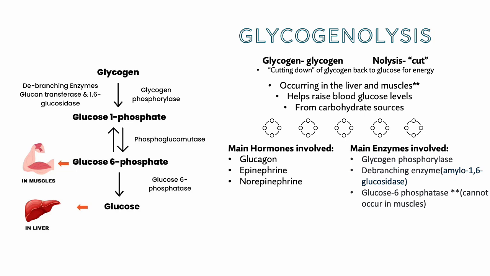Phosphoglucomutase converts glucose 1-phosphate to glucose 6-phosphate, which in the liver is turned into glucose by glucose 6-phosphatase and released into the blood. In muscles, glucose 6-phosphate enters glycolysis for energy. Glucagon, epinephrine, and norepinephrine regulate this process.